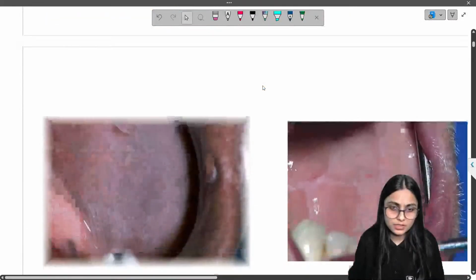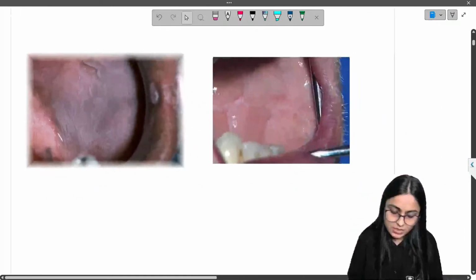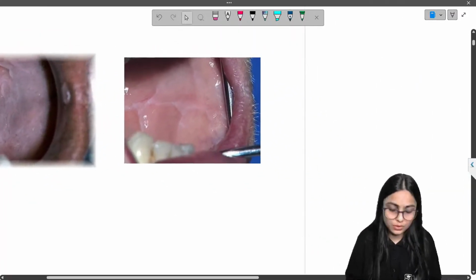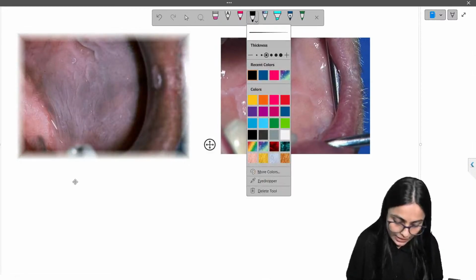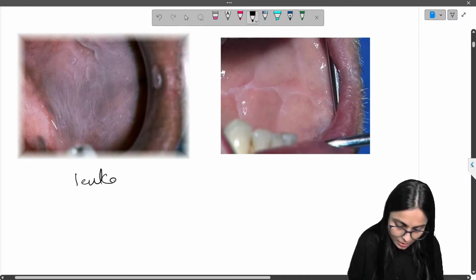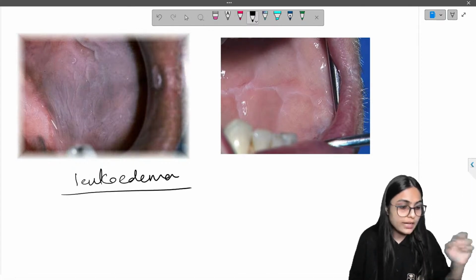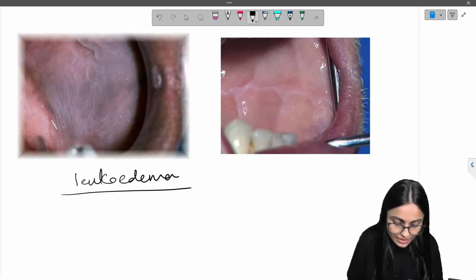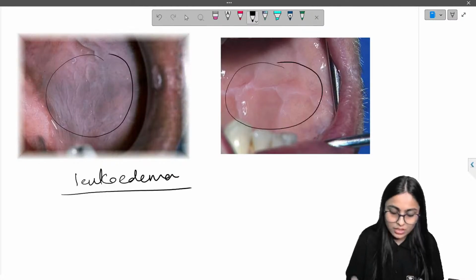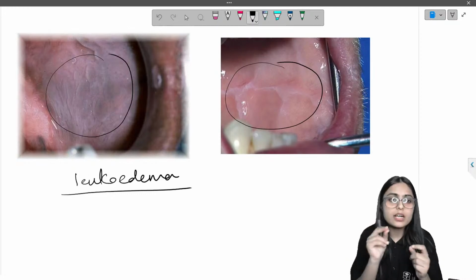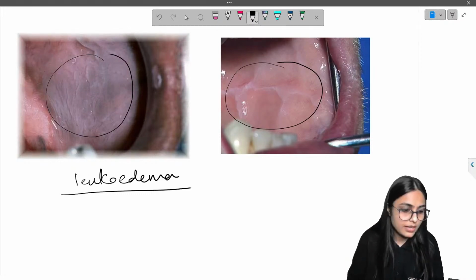Moving on further, the first normal variation that we are going to see is this. This is nothing but a leukoedema. Okay. Leukoedema, can you see this grayish translucent? Here there is a translucent wrinkled surface, right?